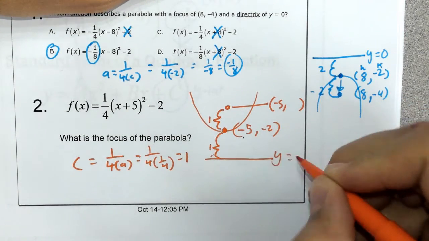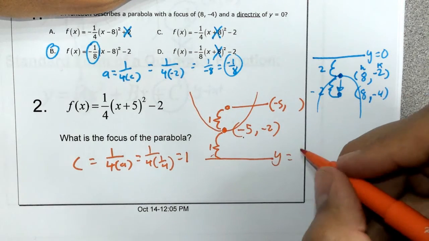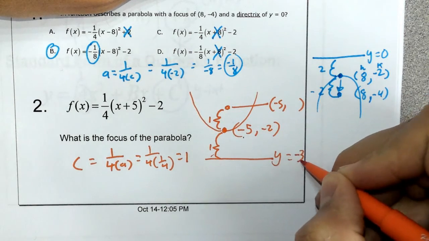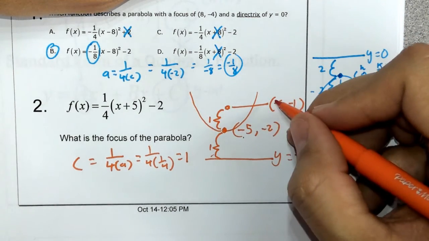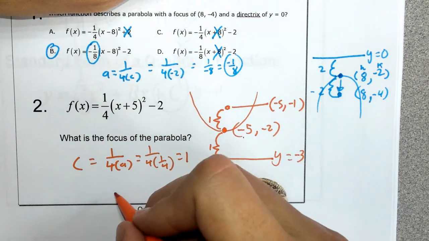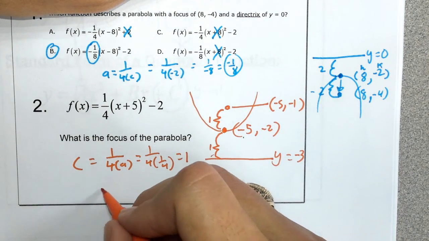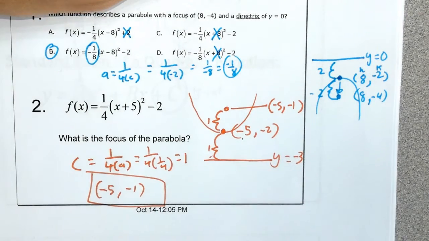That means my directrix will be 1 less than, since it's below. -2 minus 1 is going to be -3. And if I go up 1 here in my y value, that's -1. -2 plus 1 is -1. So my focus for this one is going to be (-5, -1). And that's my solution.